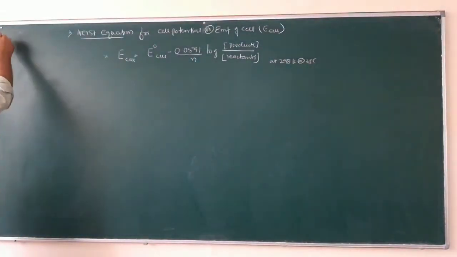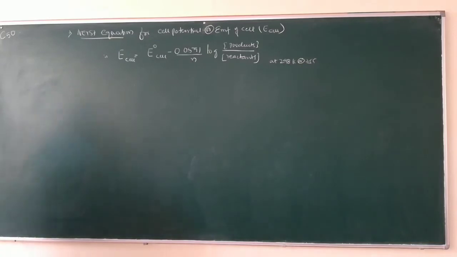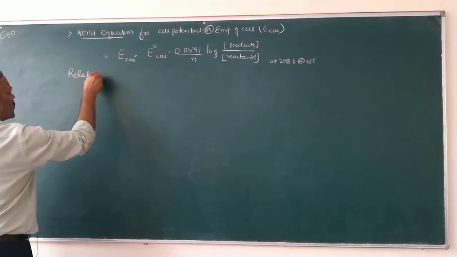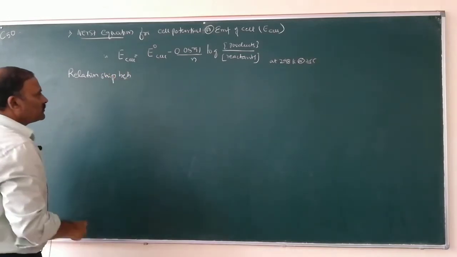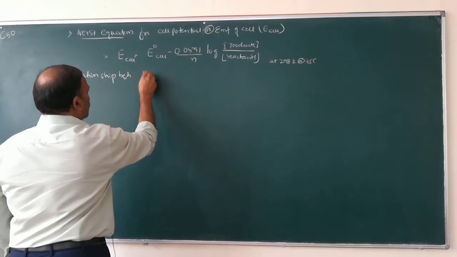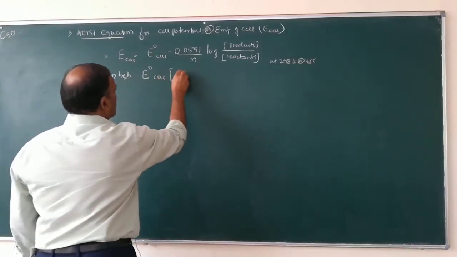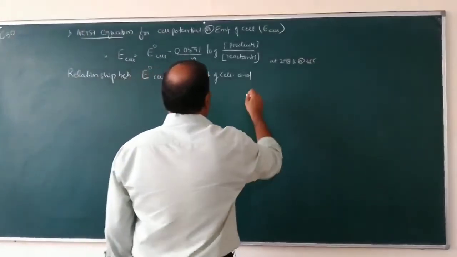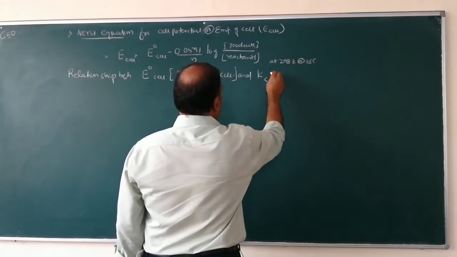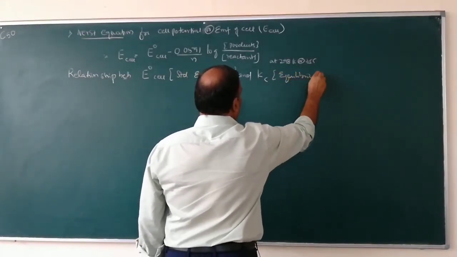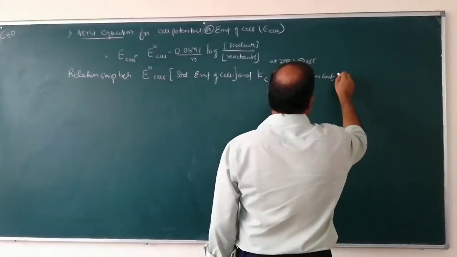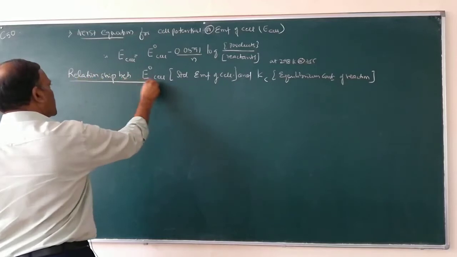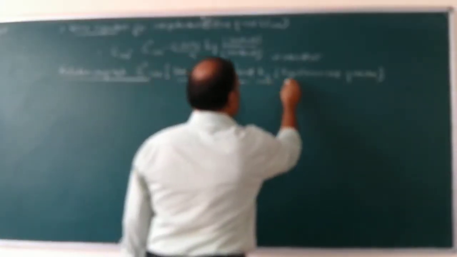Next we will study the relationship between E naught cell, the standard EMF of the cell, and Kc, that is the equilibrium constant of the reaction. So what is the relationship between the standard EMF of the cell and Kc, the equilibrium constant of the reaction?